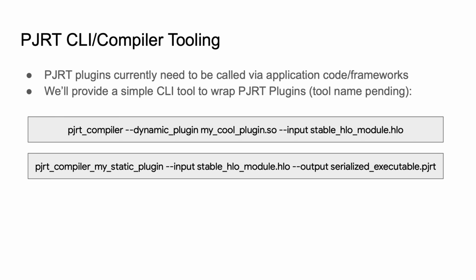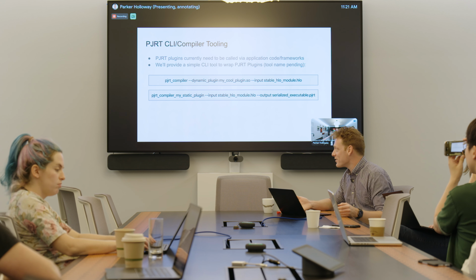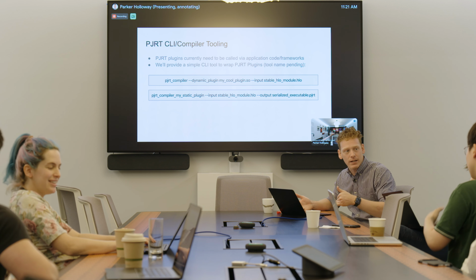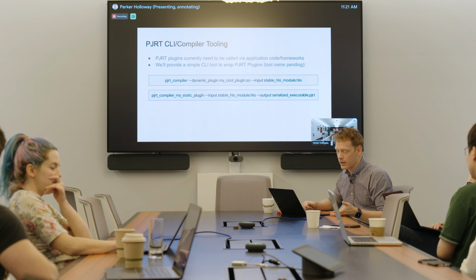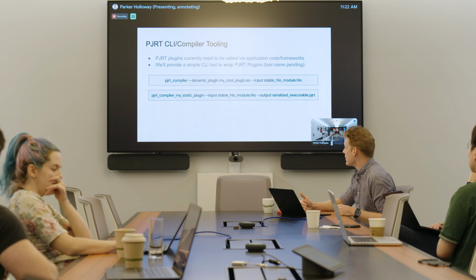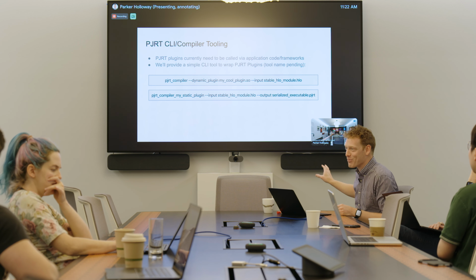One of the places where we're actually using this is where we're providing this PJRT CLI and generic compiler tooling. This generic compiler tooling gives you a CLI into PJRT, so you don't have to go all the way into JAX or all the way into building an application layer in order to actually consume your plugin. You can have your PJRT compiler. The tool name is very much still pending.